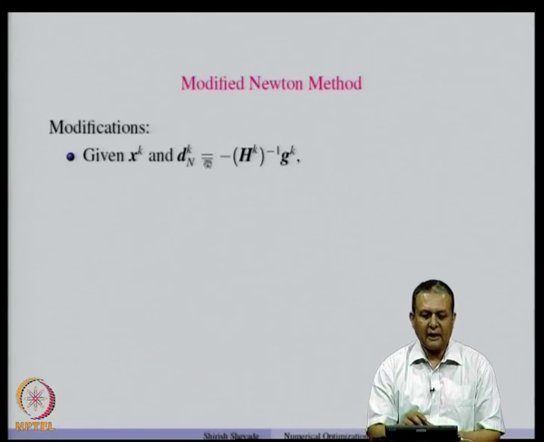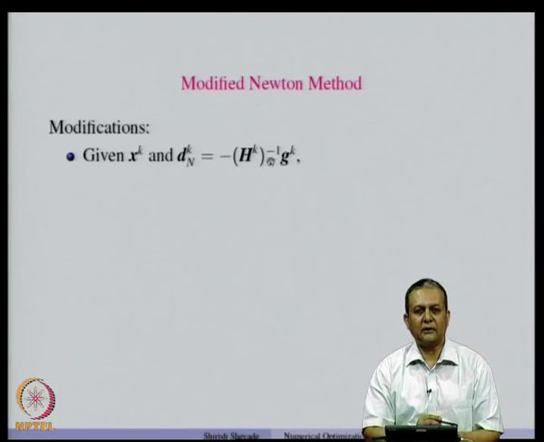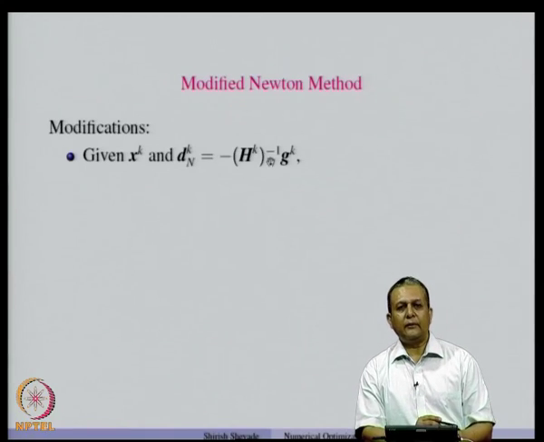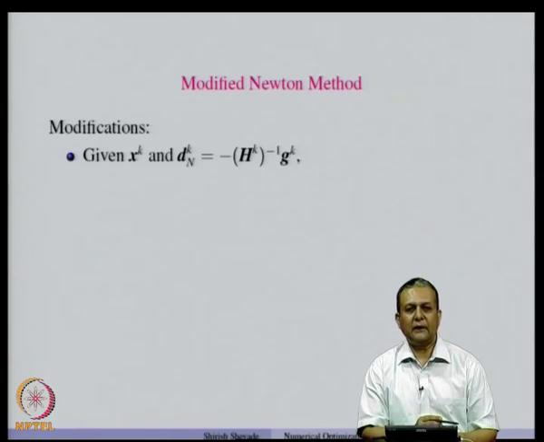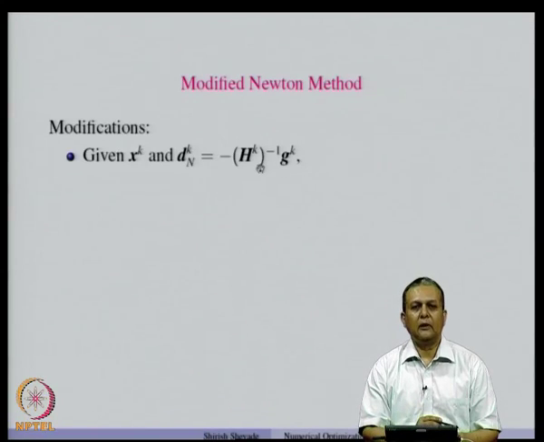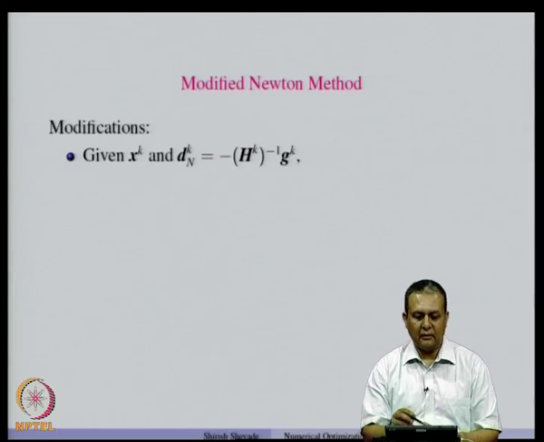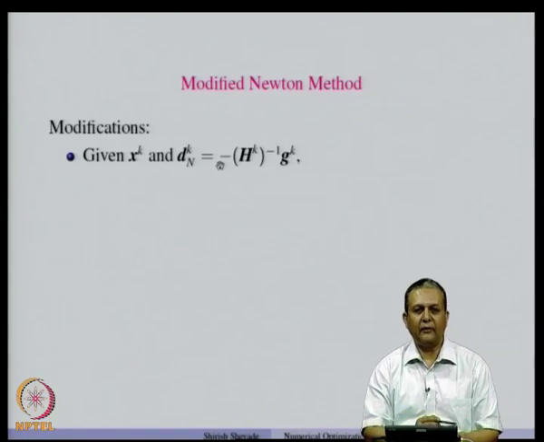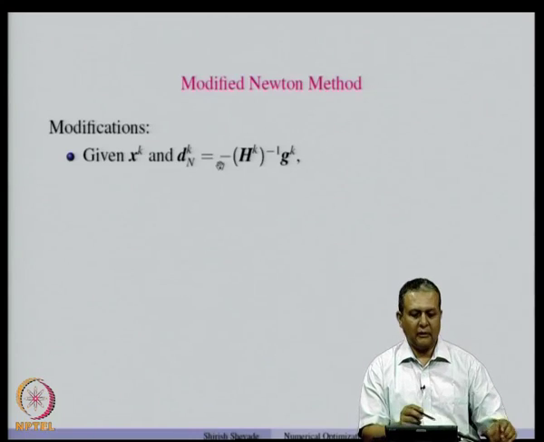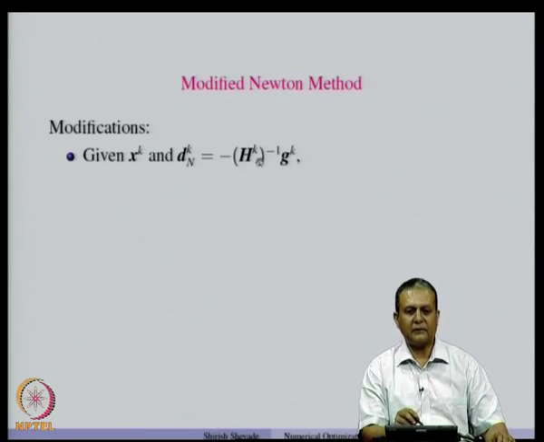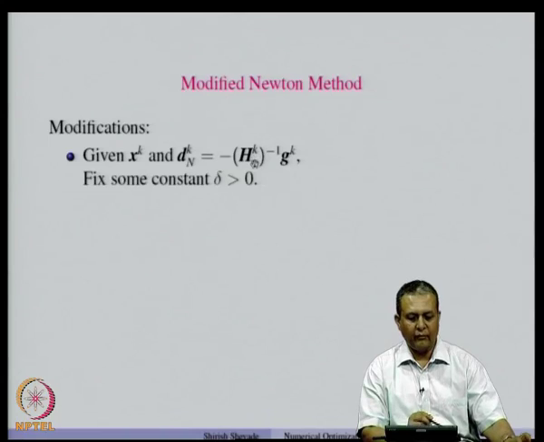So, in that case this direction is not a descent direction. So, if either the Hessian matrix is negative definite or the Hessian matrix is close to singular. Now, how do we modify Newton method so that this expression is positive? The quantity in the parenthesis is a positive definite matrix.